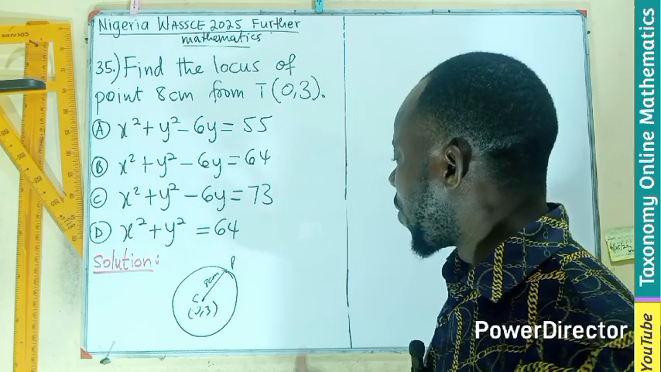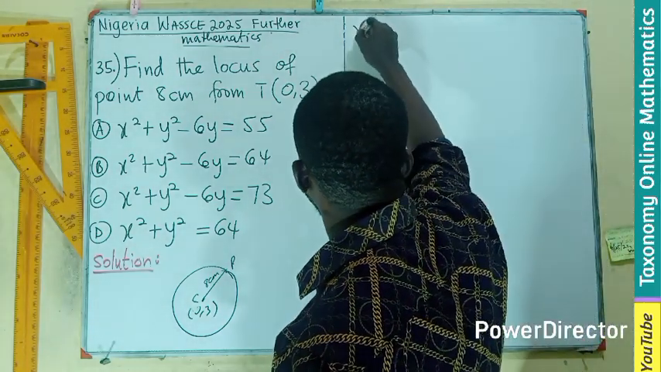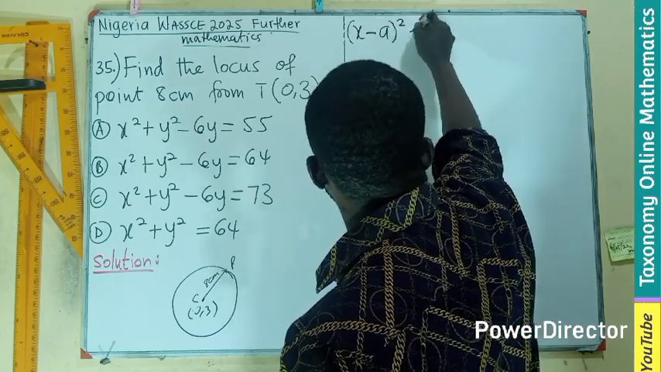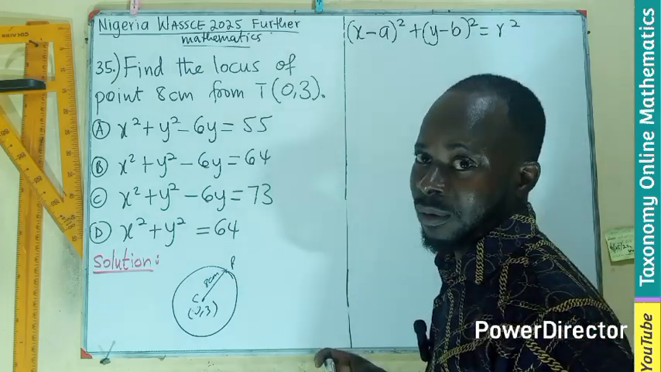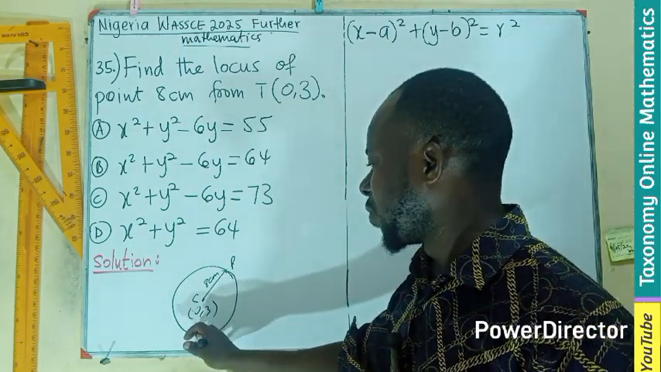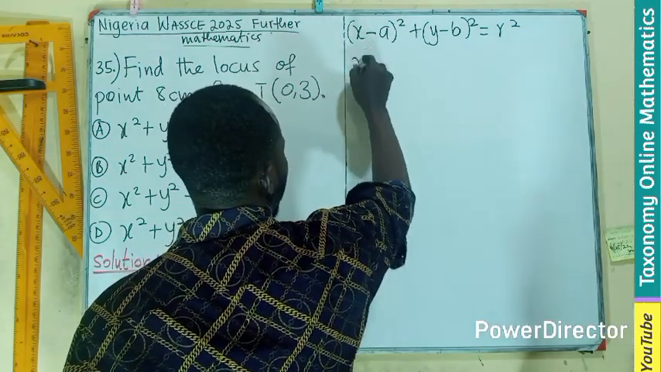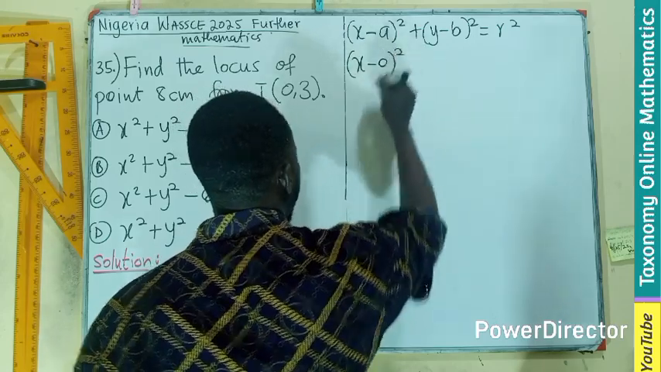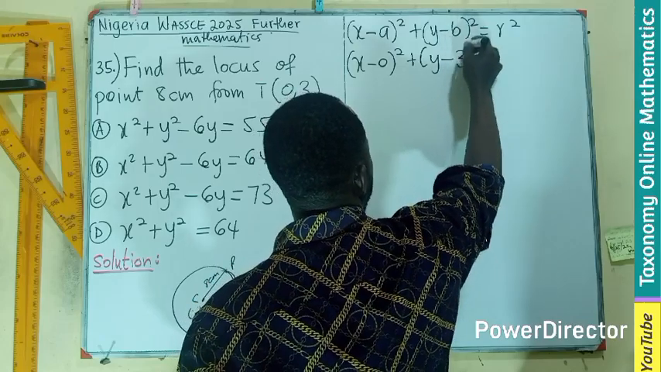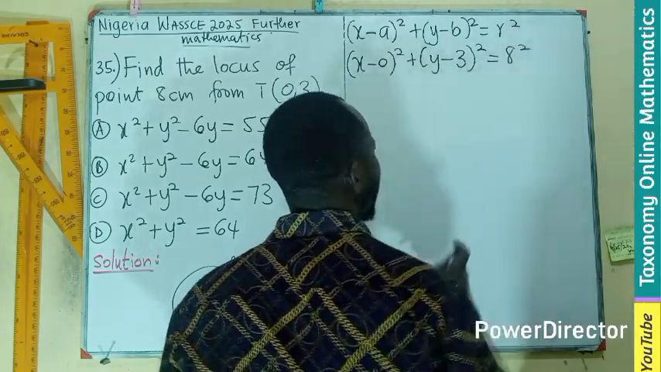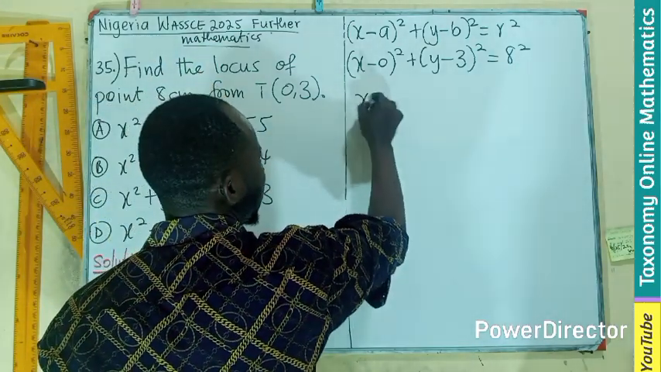To find the equation of any circle where the center and the radius are given, we use (x minus a) all squared plus (y minus b) all squared equals r squared, where a and b are the center and r is the radius. So by substitution, we have (x minus 0) as the first term, then plus (y minus 3) all squared equals 8 squared. Remember, the 0 will have no effect on the x, so x will be squared.